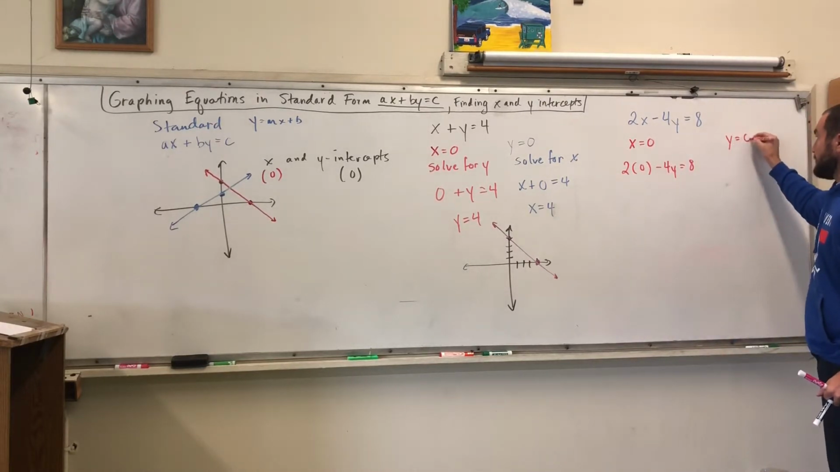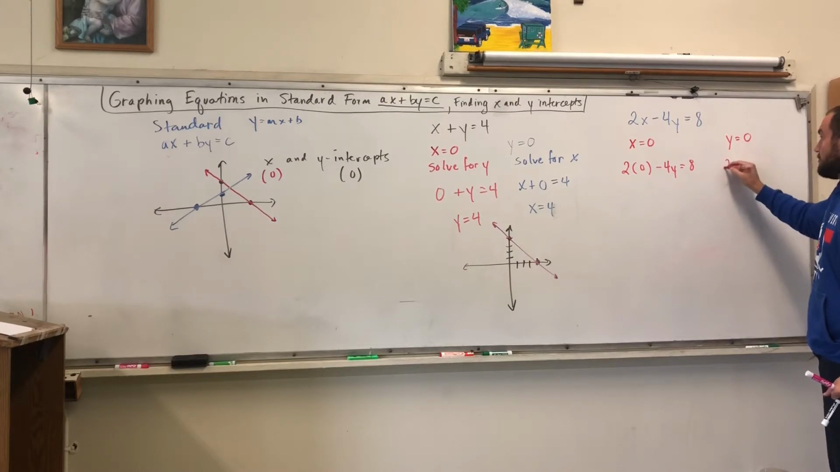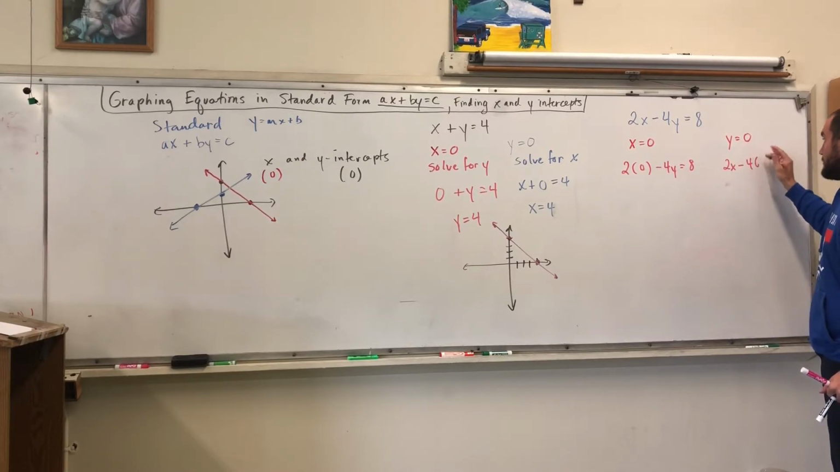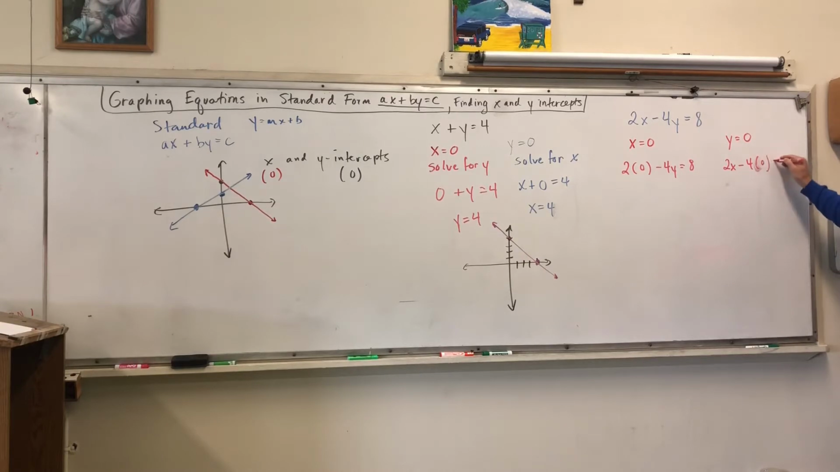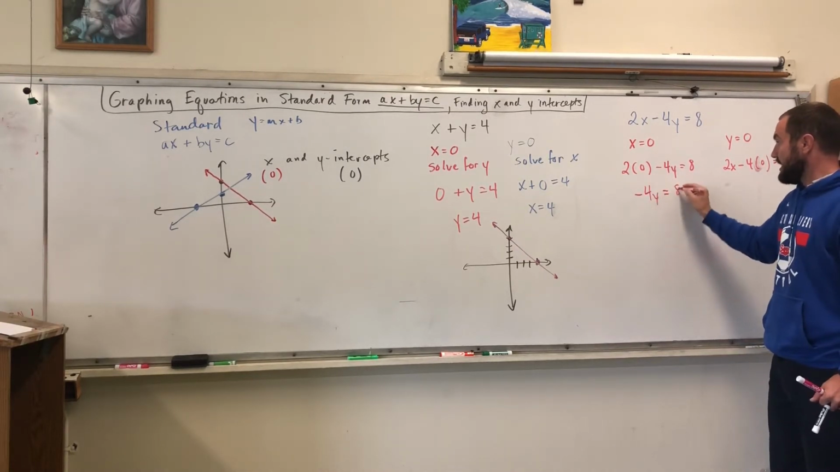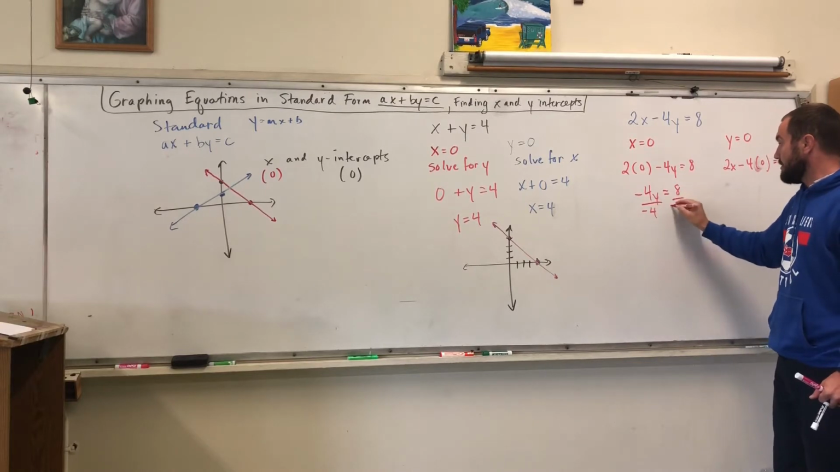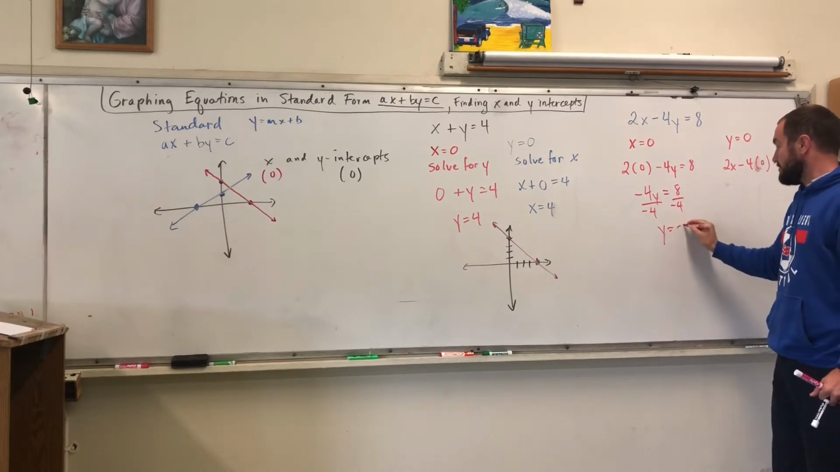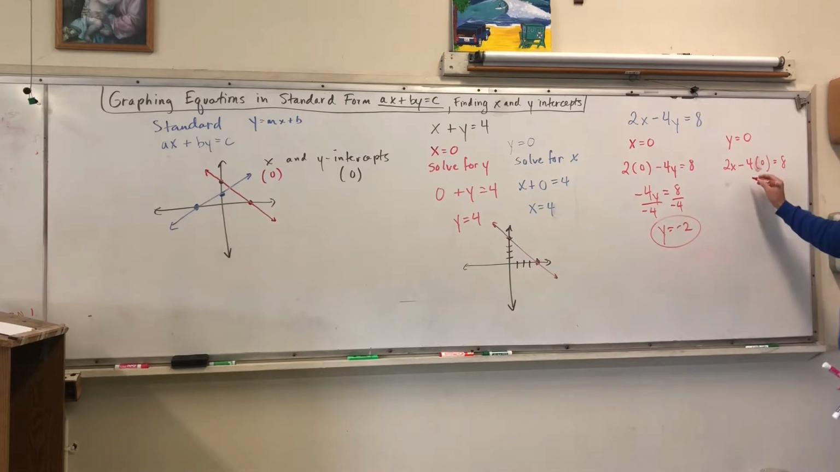Set y equal to 0. 2x minus 4 times 0 is equal to 8. Here I get minus 4y is equal to 8, divided by negative 4. Y is equal to negative 2. Same thing here, 2x is equal to 8, divided by 2. X is equal to 4.